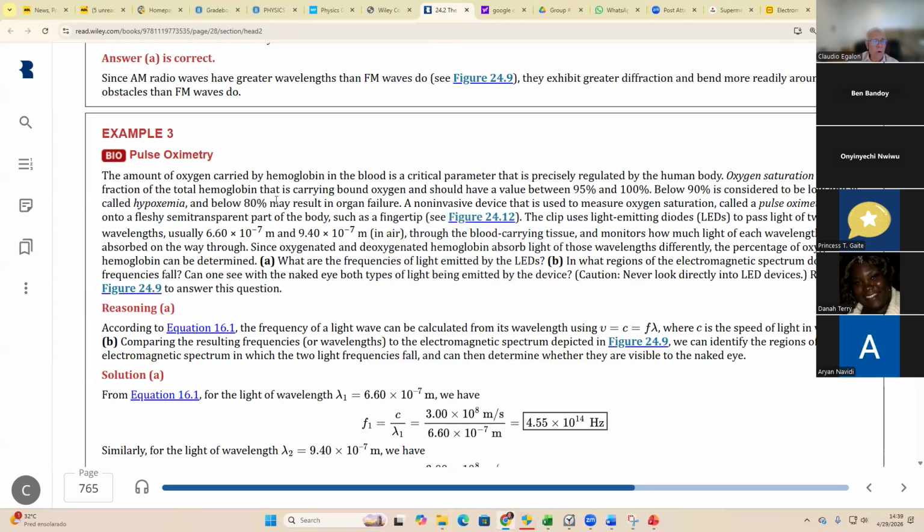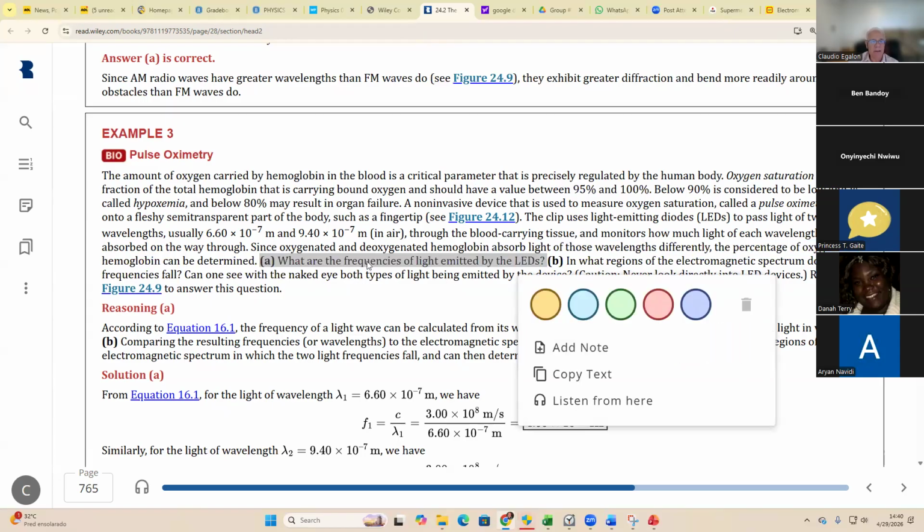So the value of oxygenated hemoglobin should be between 95% and 100%. Okay, so that's the device. That's how it works. But he's not asking about the device. He's asking what are the frequencies of light emitted by the LEDs.